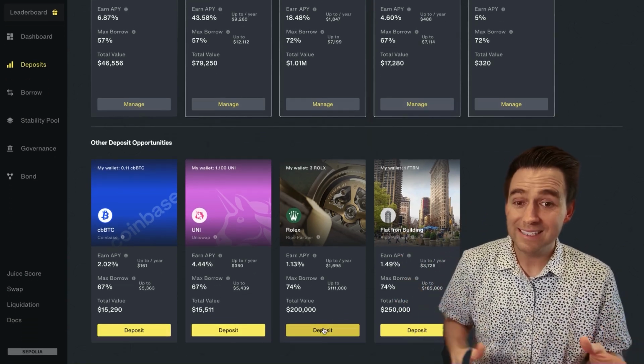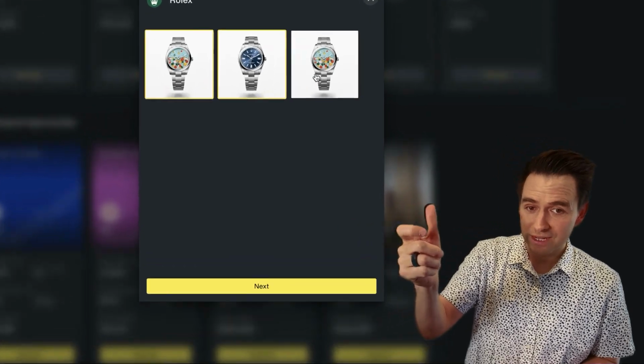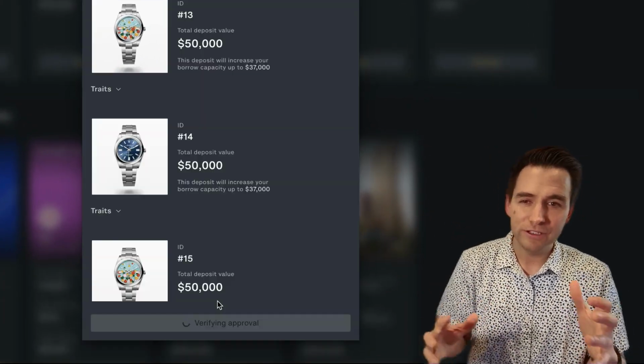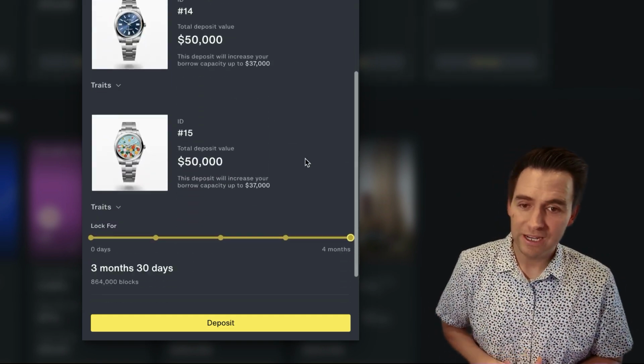Okay, that's done. Let's deposit my tokenized Rolexes. I can select all three. I can verify their details and traits to make sure I'm getting the right one. And I'm willing to lock these for 30 days.